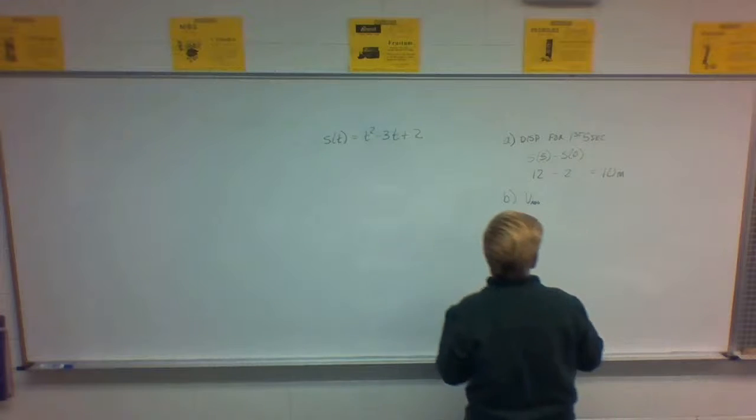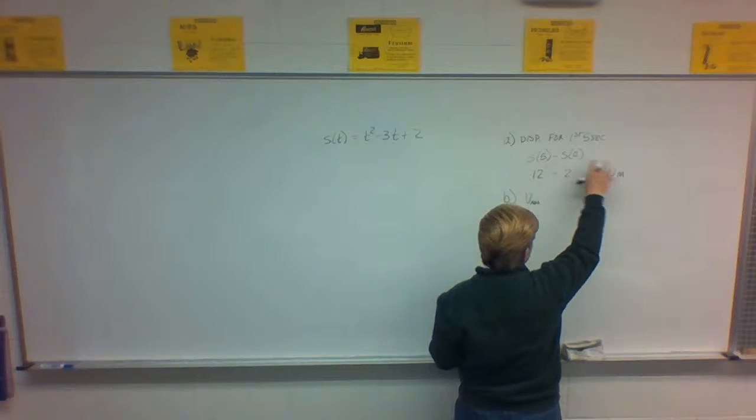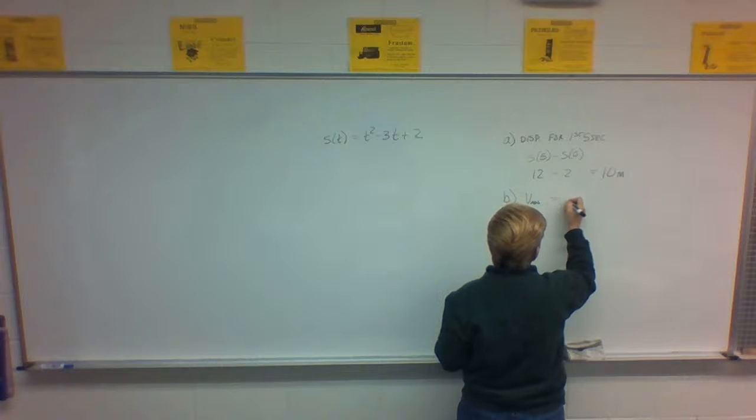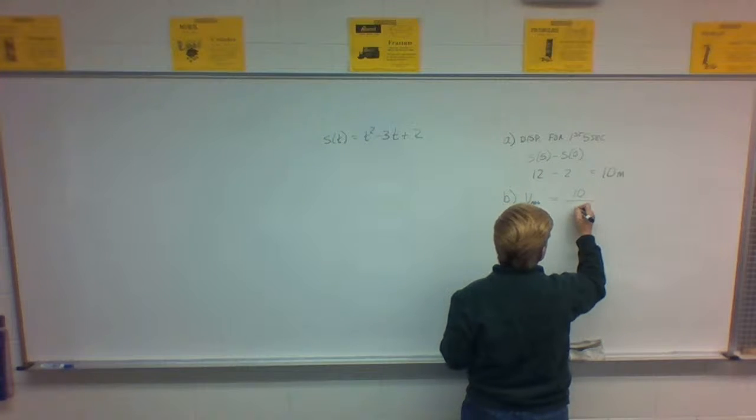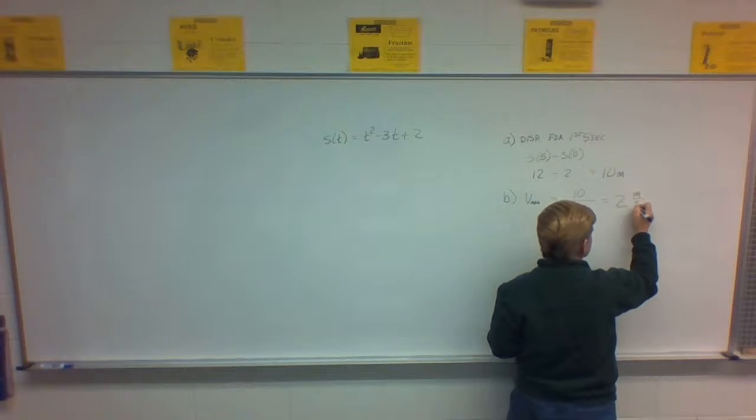Well, since they're asking about 5 seconds, if they were asking about something else, you'd have some more figuring to do. But since they're asking about the first 5 seconds, the average velocity is going to be displacement, which we already figured, over time. It's 5 seconds. So it is 2, what? Meters per second.